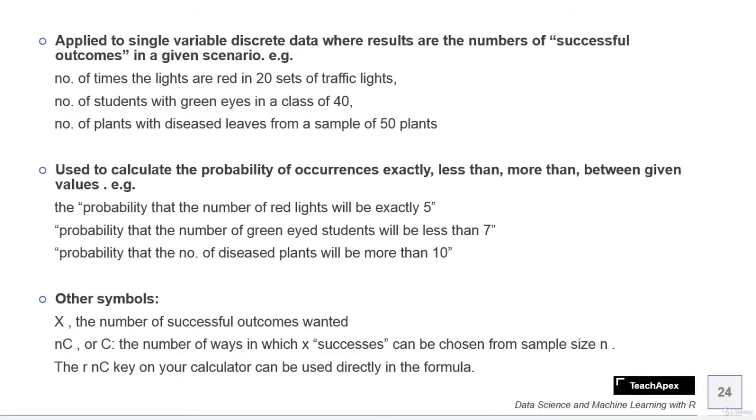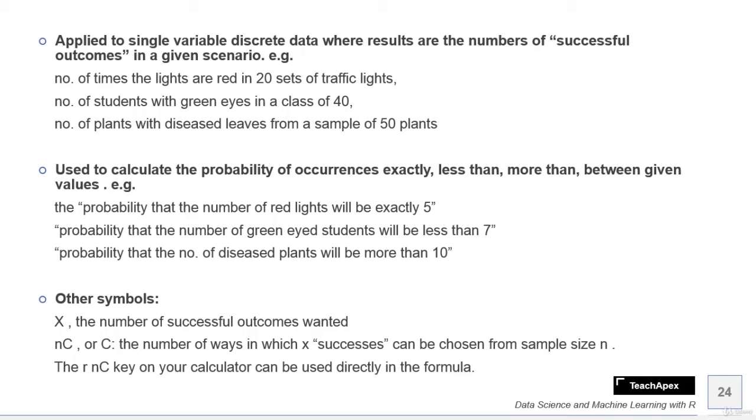Next, it is applied to single variable discrete data, where results are the numbers of successful outcomes in a given scenario. Also you can learn it in your mathematics, where you can see the probability. In this case we have the number of times the light is red in 20 sets of traffic lights, the number of students with green eyes in a class of 40, and the number of plants with diseased leaves from a sample of 50 plants.